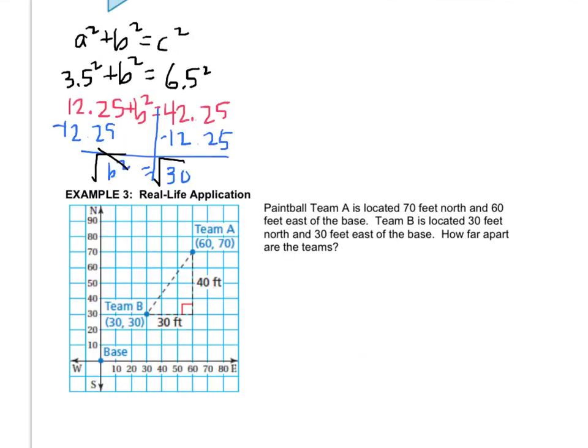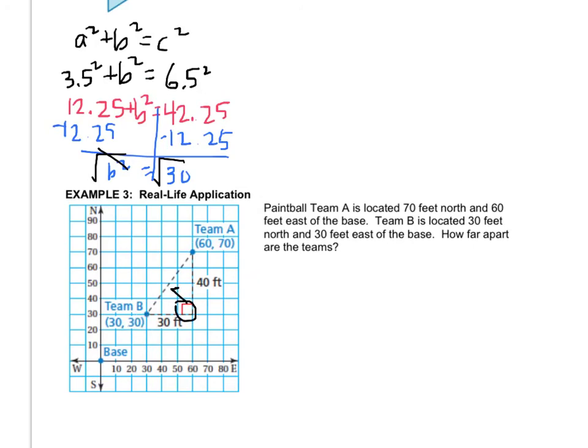Okay, let's see how it is used in a real-life question. You've got these two paintball teams, and they tell you the distances on the coordinate grid, and they showed you that they created the distances using a right triangle, and they want to know this shortest distance, how far apart they are. So let's use the Pythagorean theorem.